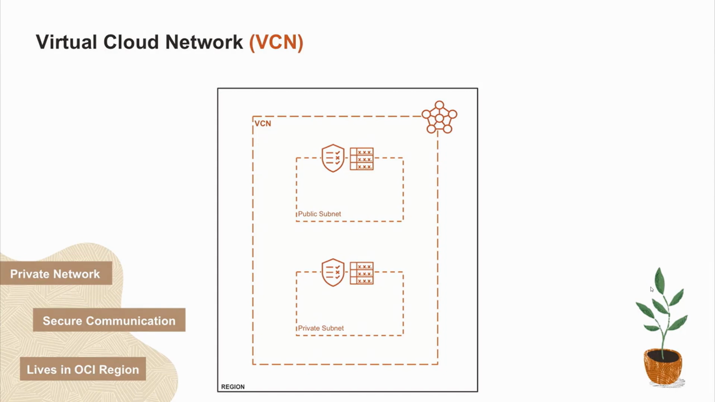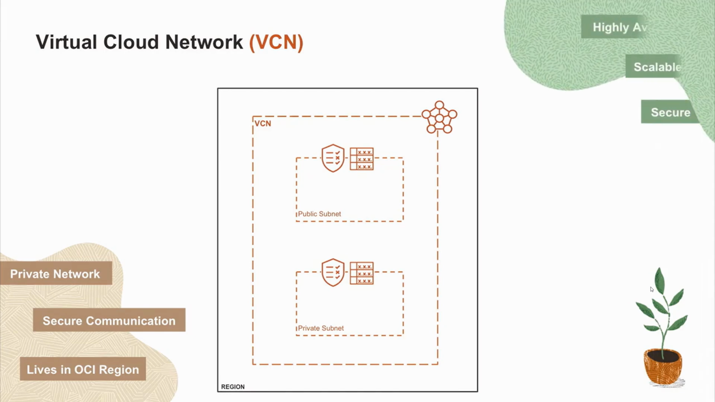It's used for secure communication, whether instances talking to each other, instances talking to on-premises environments, or instances talking to other instances in different regions. You would use virtual cloud network. It lives in an OCI region, like we said. It's a regional service. It's highly available, massively scalable, and secure, and we take care of these things for you.